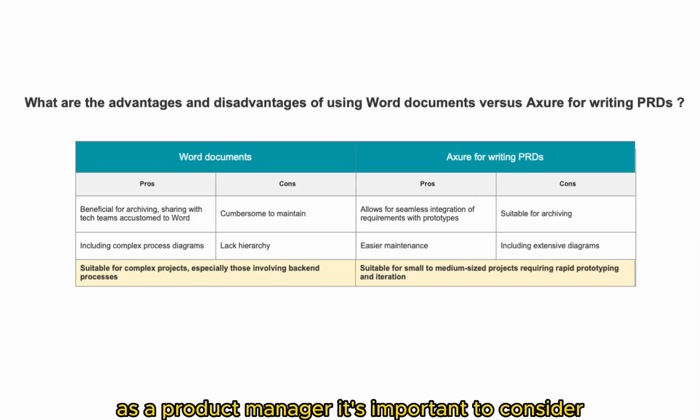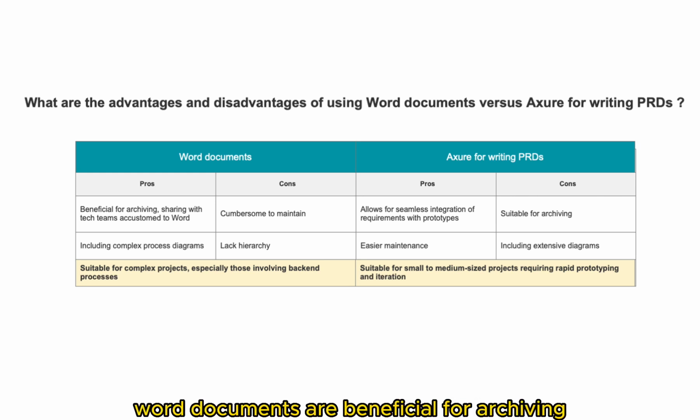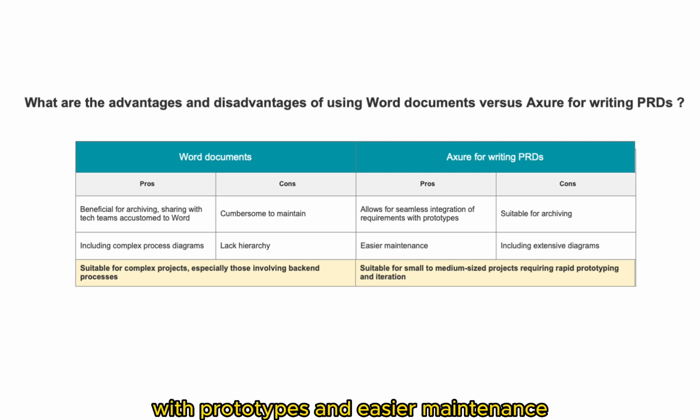As a product manager, it's important to consider the advantages and disadvantages of using Word documents versus Axure for writing PRDs. Word documents are beneficial for archiving, sharing with tech teams accustomed to Word, and including complex process diagrams. However, they can be cumbersome to maintain and may lack hierarchy. On the other hand, Axure allows for seamless integration of requirements with prototypes and easier maintenance, but may not be as suitable for archiving and including extensive diagrams.